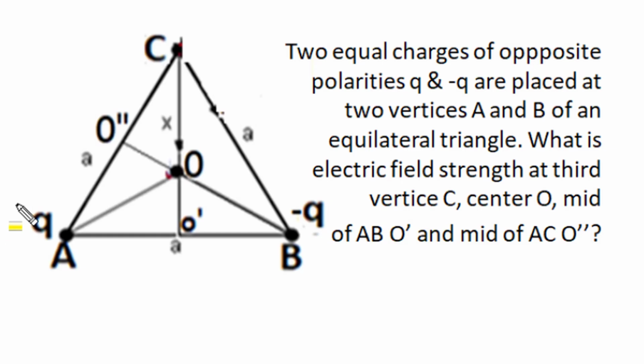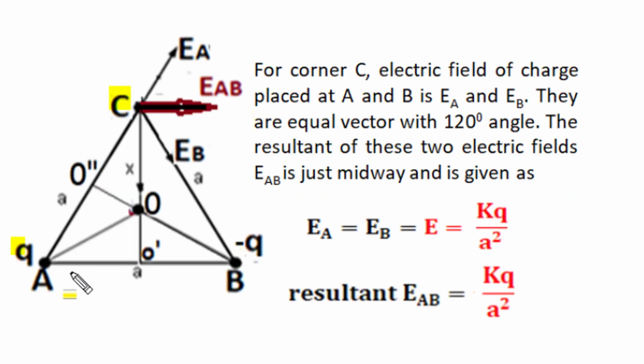Let's start. Two charges Q and minus Q of equal magnitude and opposite polarity are placed at two vertices A and B of equilateral triangle ABC. We have to find out electric field intensity at the third vertex C, the center of this equilateral triangle O, the center of this side AB where two charges are placed O dash, and the center of this opposite side AC, and this point is O double dash. At the third vertex, two charges of equal magnitude and having the same distance from the position of observation point produce equal magnitude electric field.